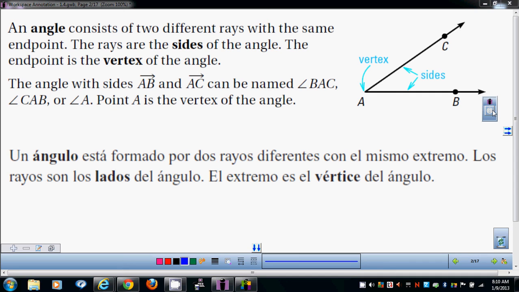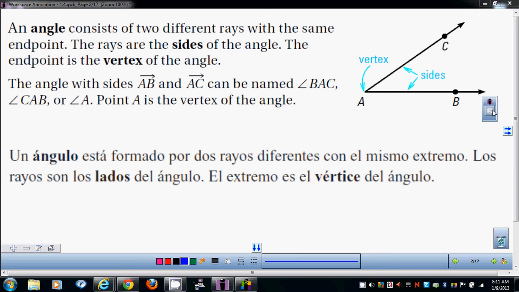Anyway, angle BAC and angle CAB. You basically just pick any points on the two sides, outside the vertex. And that's how you're going to name angle BAC, CAB.